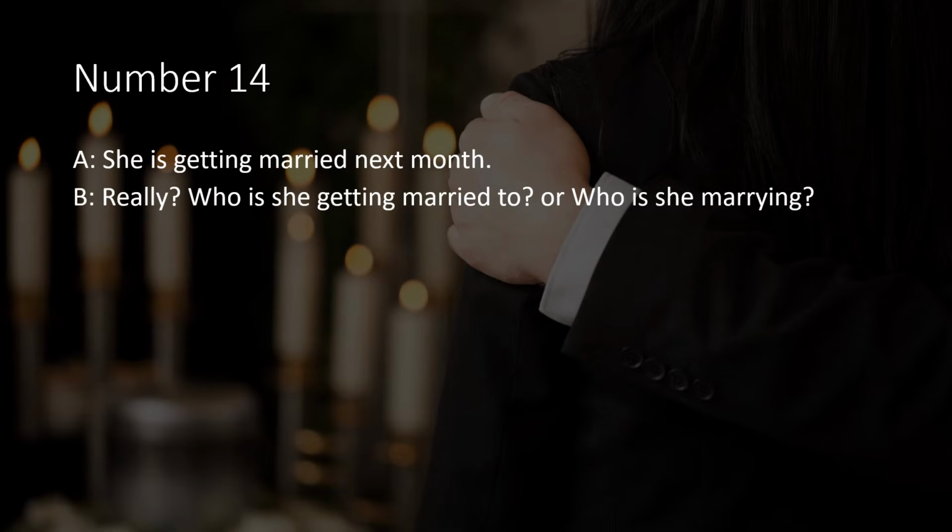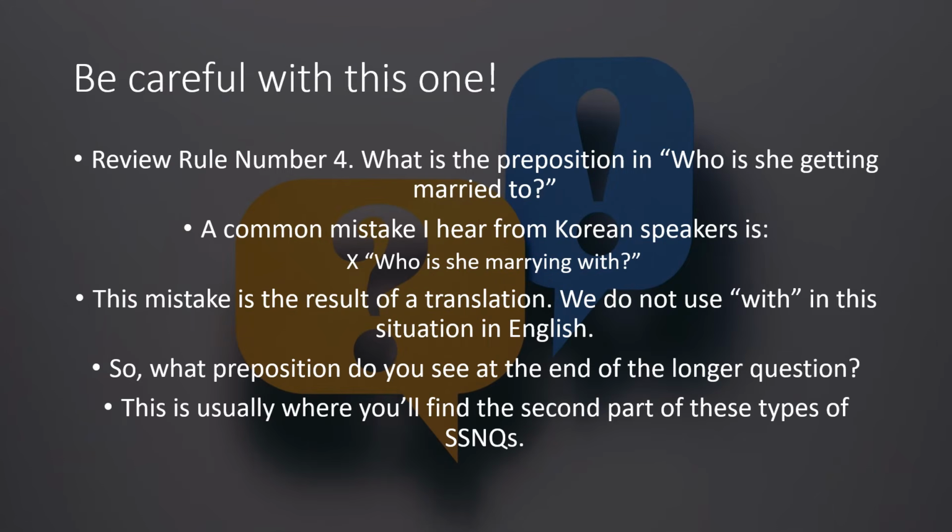Number 14. She is getting married next month. Really? Who is she getting married to? Or, who is she marrying? Be careful with this one. Review rule number 4. What is the preposition here? A common mistake I hear from Korean speakers is, who is she marrying with? This mistake is the result of translation. We do not use with in this situation in English. So, what preposition do you see at the end of the longer question?